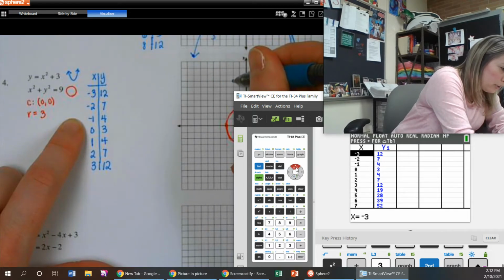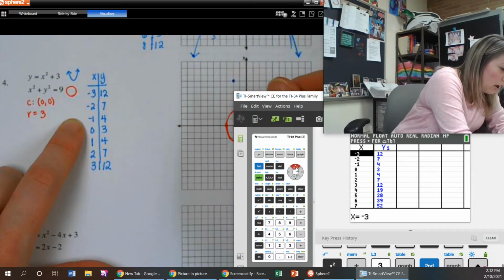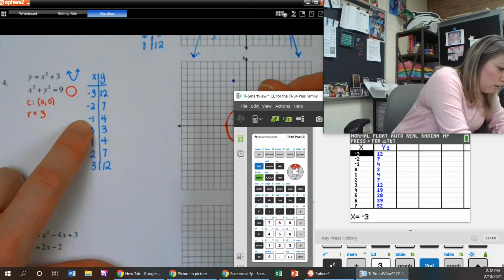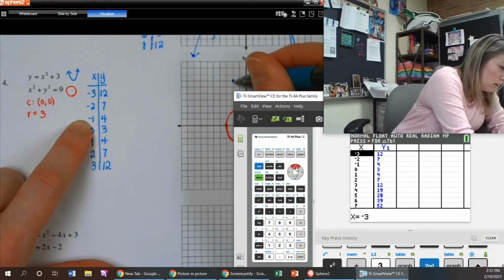That's where the highest point will be. And then -1, 1, 2, 3, 4. And there's my vertex and my one intersection point of this parabola and circle. That's it.